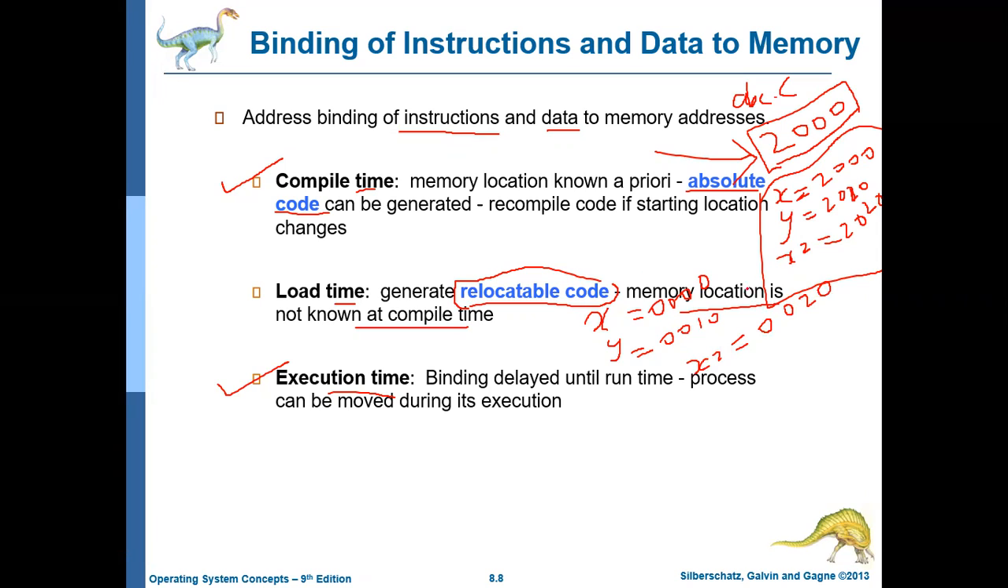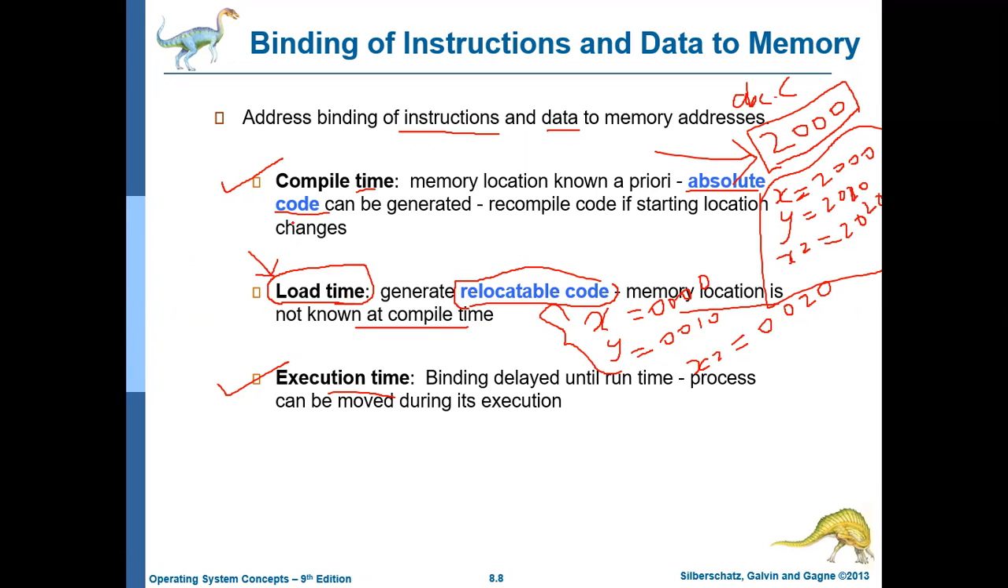Now this relocatable code will be converted to absolute code during load time. If during compilation time you don't know the address where it should be loaded, then it will create relocatable code, and this relocatable code will again be converted to absolute code during load time. Whenever it is loading, it should be informed at which location it should be loaded. So at that time it will be converted. So this is about compile time and load time binding.